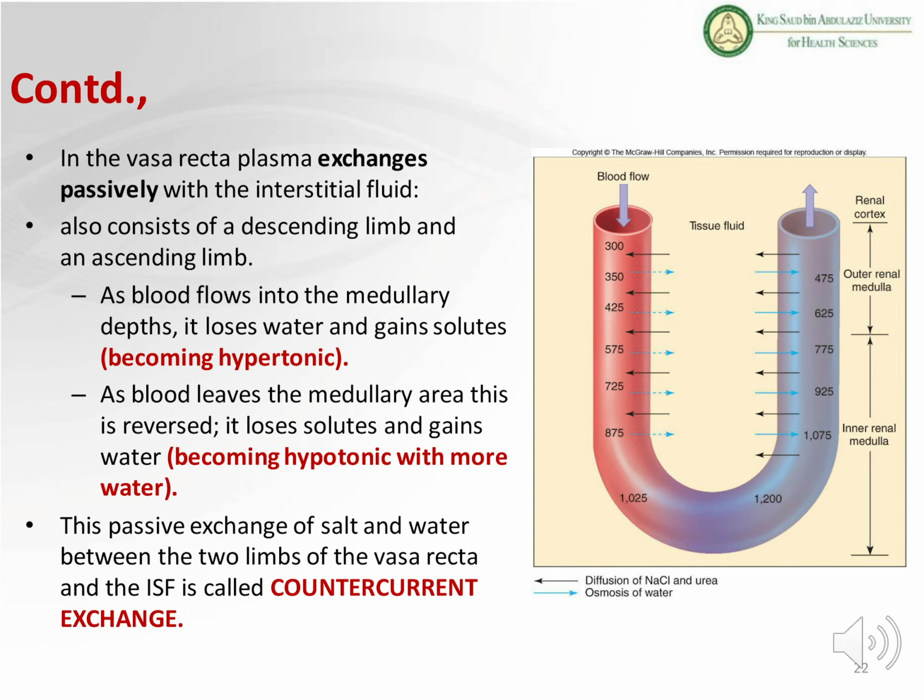So in the vasa recta, plasma exchanges with the interstitial fluid. What happens? It consists of a descending limb and an ascending limb. As the blood flows into the medullary depth, it loses water and gains solute, so it becomes hypertonic. As the blood leaves the medullary area, this is reversed, so it loses solute and gains water, and it becomes hypotonic with more water. So this passive exchange of salt and water between the two limbs of the vasa recta and the interstitial fluid is called the countercurrent exchange.